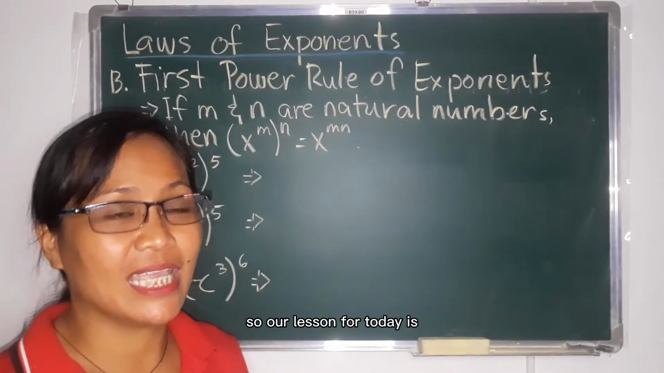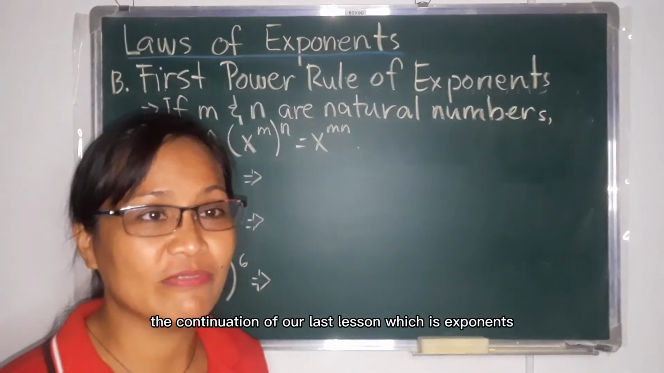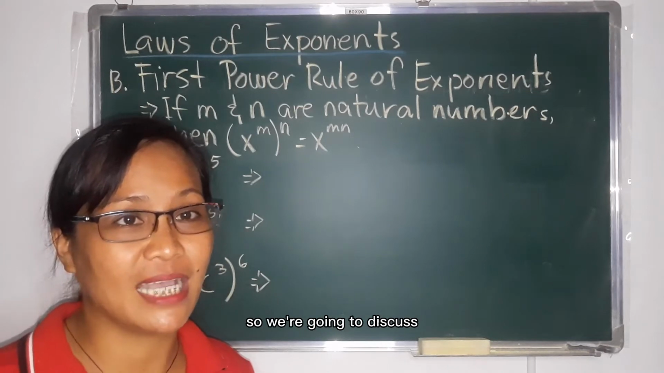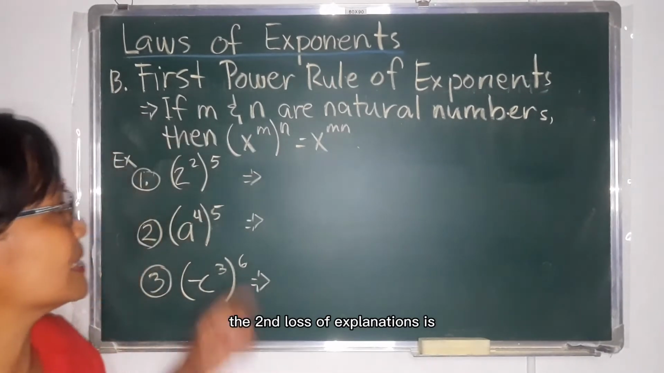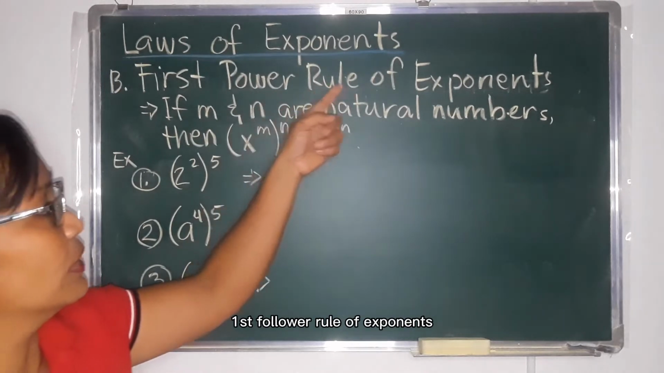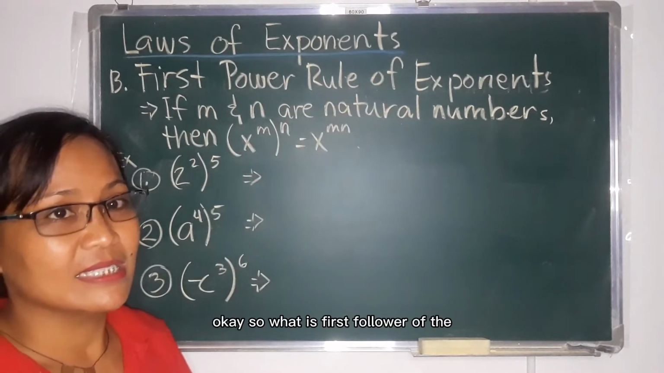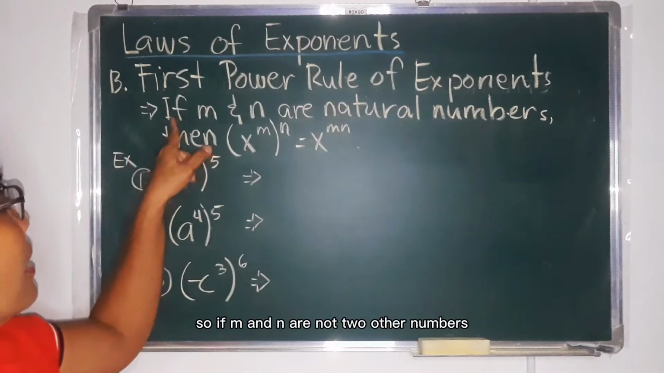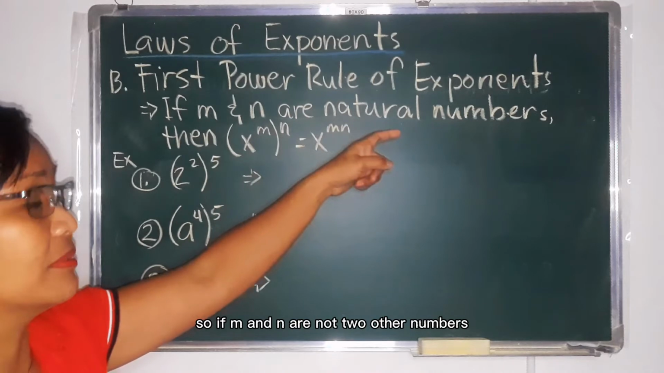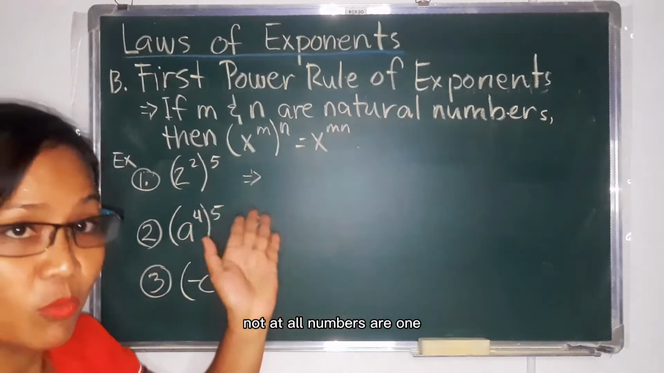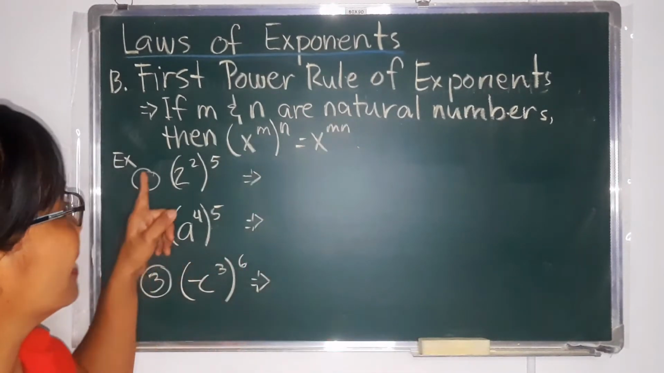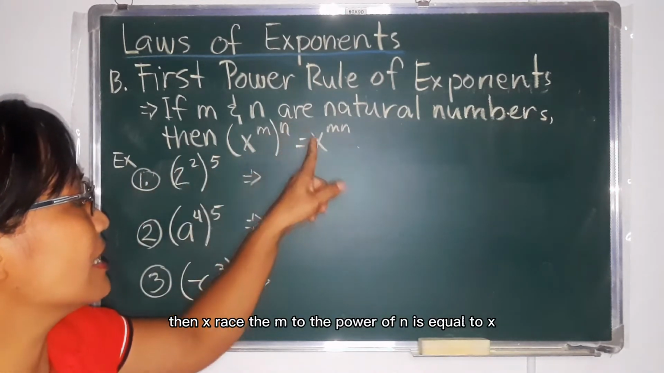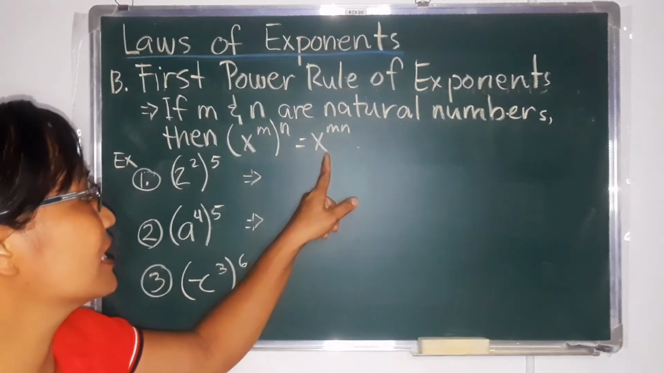So our lesson for today is the continuation of our last lesson, which is exponents. So we're going to discuss the second law of exponents, which is the first power rule of exponents. Okay, so what is the first power rule of exponents? If m and n are natural numbers, 1 and above, then x raised to m, to the power of n, is equal to x to the mn.